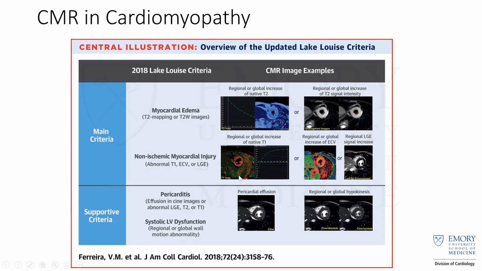On T1 images, you'll see this non-ischemic myocardial injury. So you expect abnormal T1, fibrosis, or late gadolinium enhancement in these patients. Then there are some other supporting criteria. If the patient has an effusion, that may be indicative of pericardial effusion or significant LV dysfunction. Those are supportive things. But really, what we're looking for is edema and particularly late gadolinium enhancement.